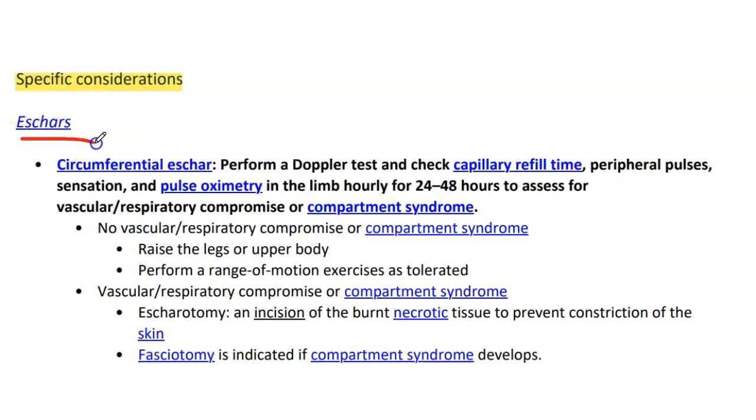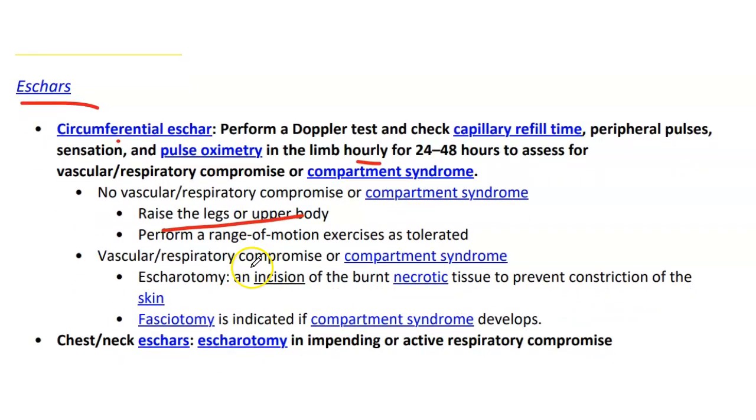Specific consideration, like scars. For circumferential scars, perform a Doppler and check capillary refill, peripheral pulses, sensation, and pulse oximetry in the limb hourly for 24 to 48 hours to assess for vascular or respiratory compromise or compartment syndrome. If there is no vascular or respiratory compromise or compartment syndrome, raise the leg or upper body and perform range of motion exercises as tolerated. If vascular or respiratory compromise is present, do escharotomy and fasciotomy. Fasciotomy is indicated if compartment syndrome develops. For chest or neck scars, escharotomy is done in impending or active respiratory compromise.